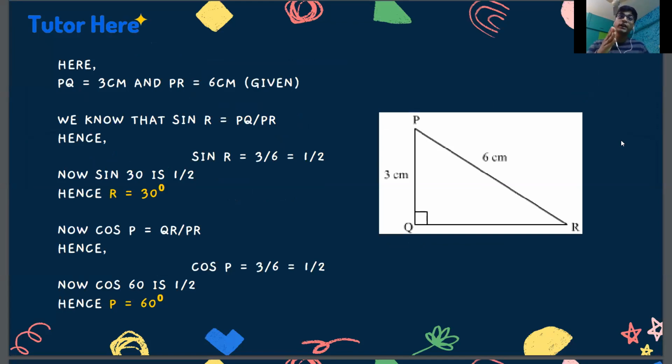Now, cos P is equal to QR by PR. Hence, cos P is equal to 3 by 6, which is 1 by 2. Now, cos 60 is also 1 by 2. Hence, P is equal to 60 degree.